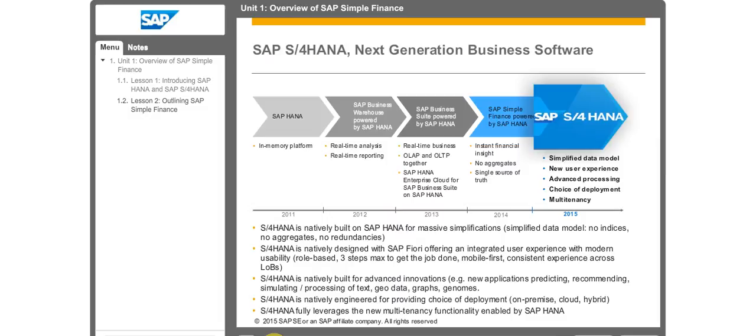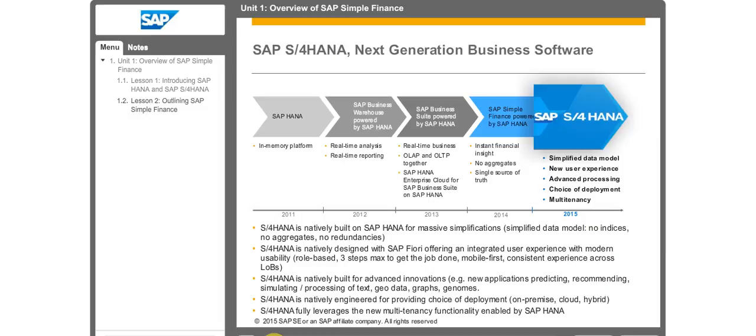SAP S/4HANA is the next-generation business software by SAP. SAP HANA was introduced in 2011 as an in-memory platform. In 2012, the business warehouse powered by SAP HANA was introduced, offering unprecedented speed for analysis and reporting on your data. In 2013, the whole SAP Business Suite was moved to a HANA database, offering the product SAP Business Suite powered by SAP HANA. This gave businesses real-time information on both application and transactional processing.